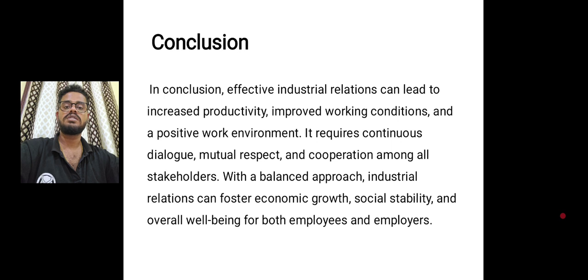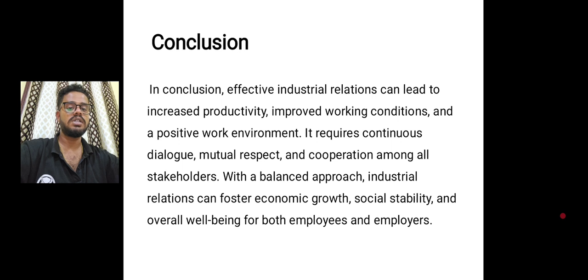These recent trends indicate a significant transformation in industrial relations influenced by technological, economic, and social changes. As businesses adapt to these changes, industrial relations must continue evolving to ensure fairness, productivity, and harmonious labor relations. So, in conclusion, effective industrial relations can lead to increased productivity, improved working conditions, and a positive work environment. It requires continuous dialogue, mutual respect, and cooperation among all the stakeholders.